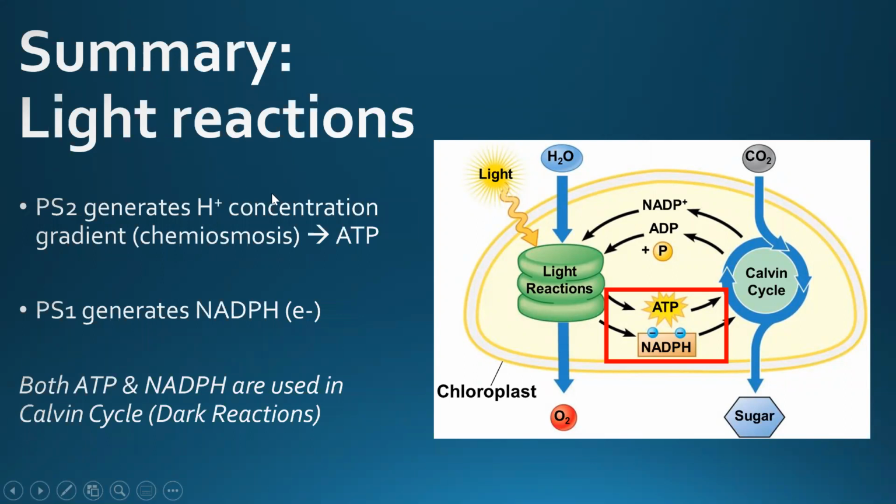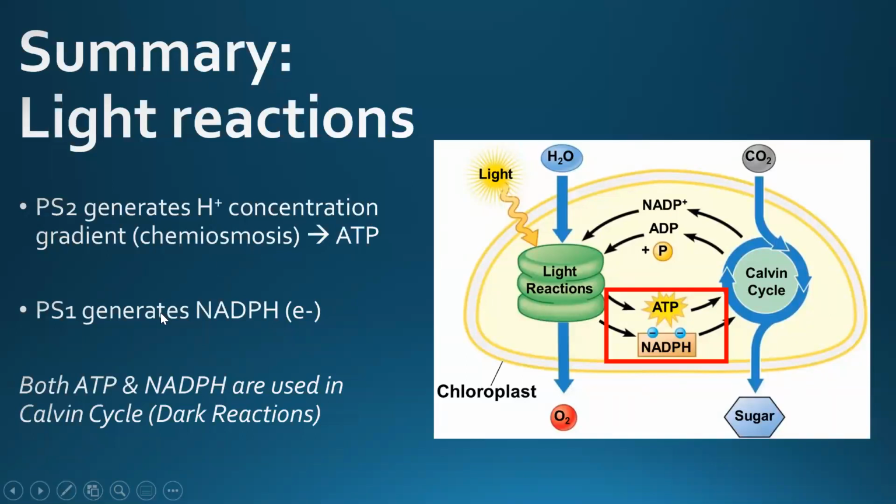Okay, so the summary, it's pretty straightforward. In the light reaction, photosystem 2 is going to generate the hydrogen ion concentration gradient, which will result in the process of chemiosmosis, where the hydrogen ions flow from an area of high concentration to low concentration. But remember, the hydrogen ions are large and polar, so they need the help of a transmembrane protein to cross. In this case, it's again ATP synthase, which will then result in the production of ATP.